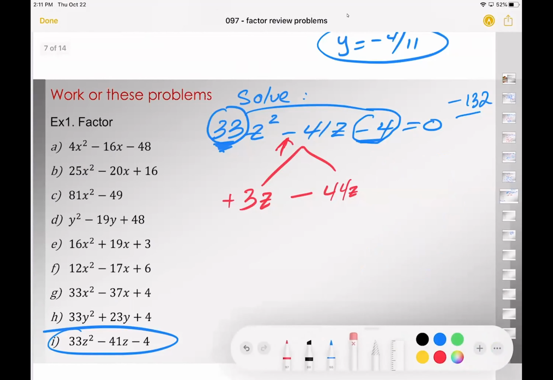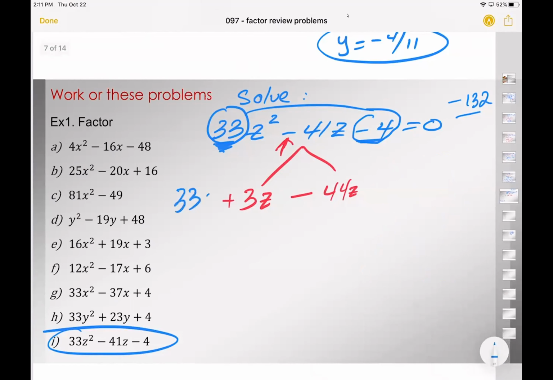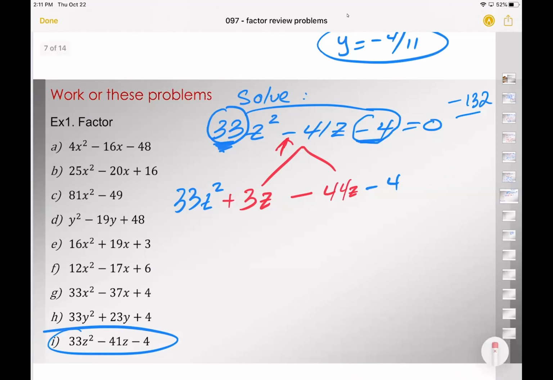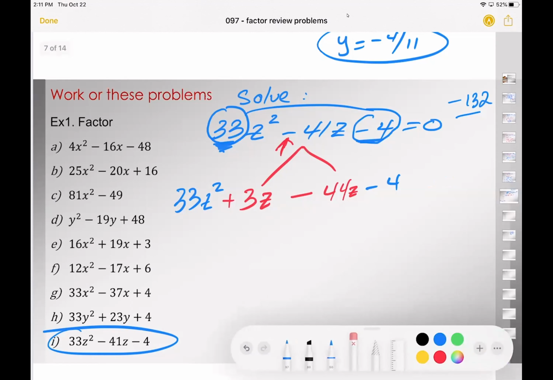And once we have this, all we need to do is bring down our items, which are 33z to the second power and the 4. Everything else is the same, right? Solving, again, if the 0 confuses you, don't worry about the 0. Just know that you will bring down the 0 at the end, right? So just factor out for now.